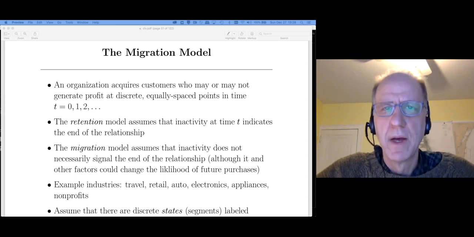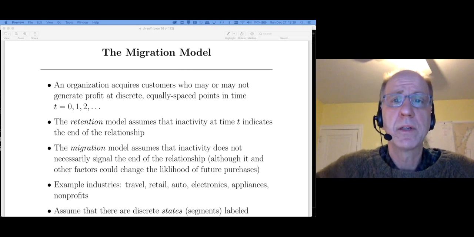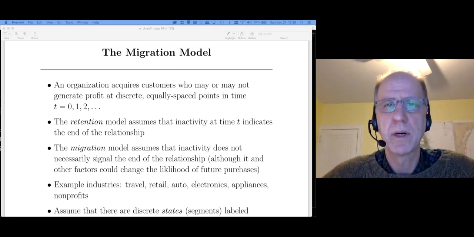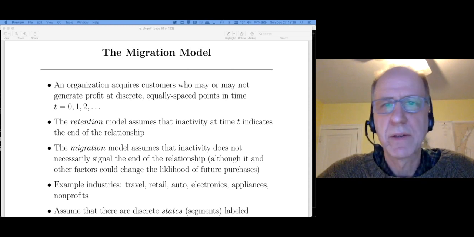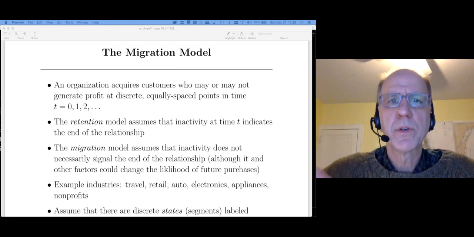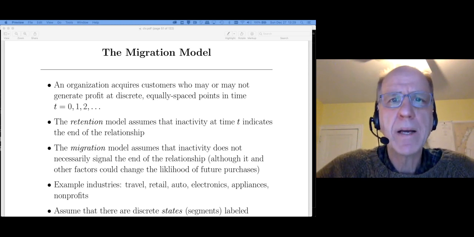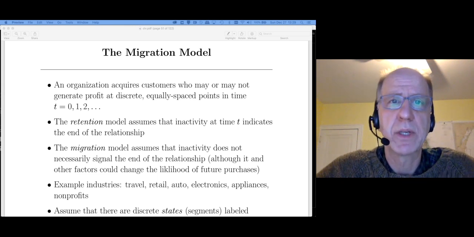that doesn't mean I'll never come back again. To use the migration model, what we're going to assume is that there is some finite number of what are called states. Now, you can also think of these states as being segments. We're going to assume that the customers migrate between these states over time. So I could be in one state now, and next month I'll be in another state.